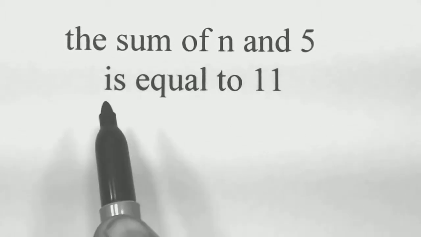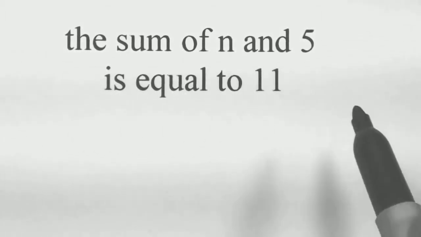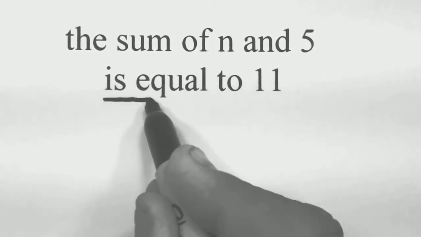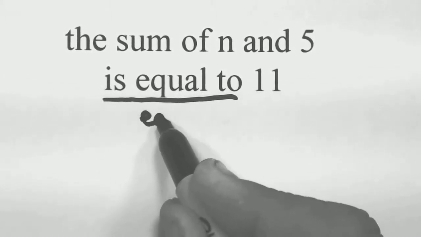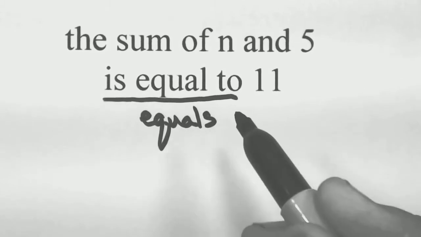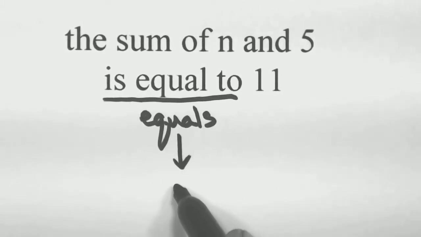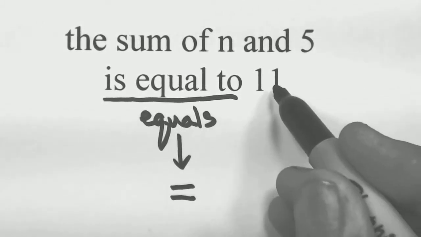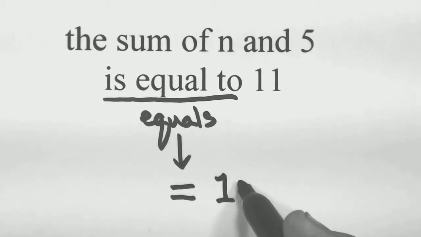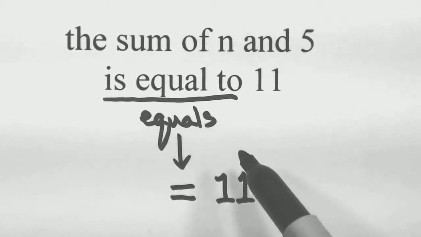Here again, the sum of n and 5 is equal to 11, and "is equal to" can, of course, be replaced with the word equals, so we know exactly where the equal sign goes. What's to the right of it? 11. What's to the left of it?